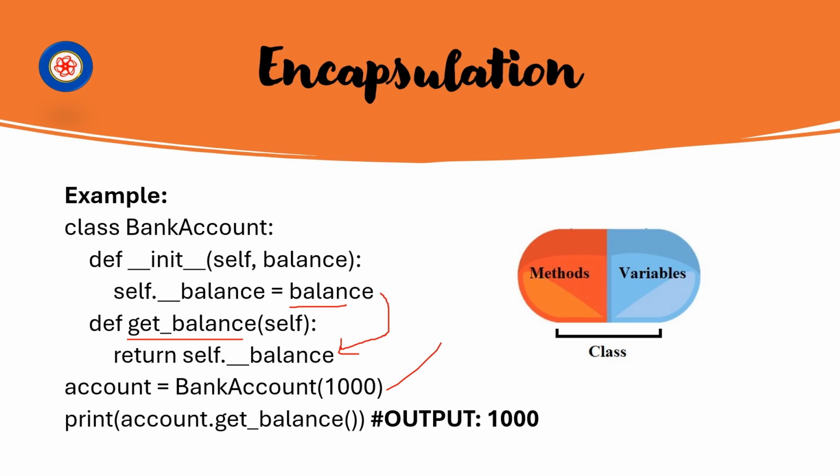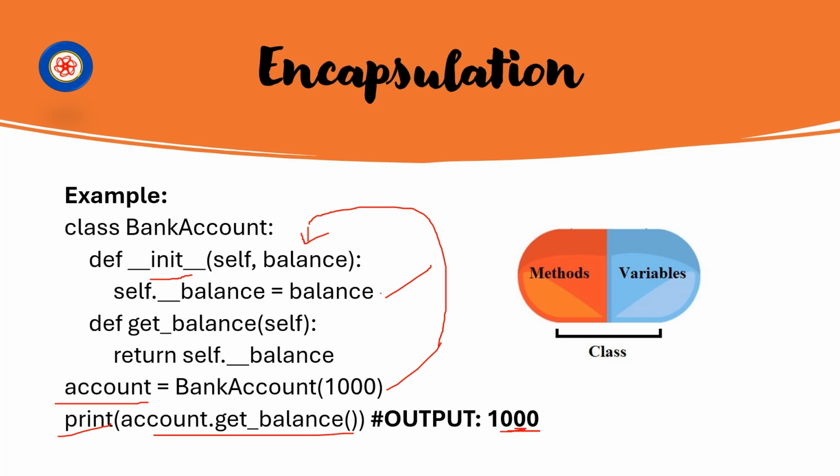This line creates a new instance of the bank account class and assigns it to the variable account. As I have already said, whenever you create an object, the init method is automatically called and the self dot underscore underscore balance is set to 1000 for this account object. In the last line, we call the getBalance method on the account object to retrieve the balance and print it. It will output 1000. With this, we have completed encapsulation. Let's move forward and explore inheritance.